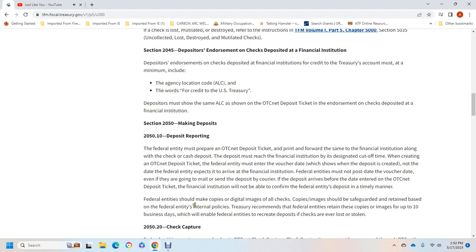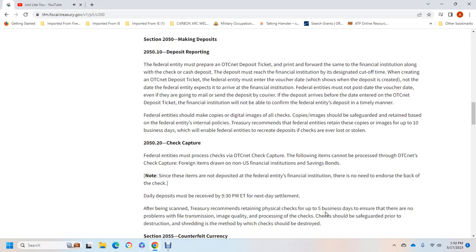Federal entities should make copies of the digital image of all checks. All copies of the images should be safeguarded and retained based on the federal entity's internal policy. Treasury recommends the federal entity retain these copies of images for up to 10 business days, which will enable the federal entity to recreate the deposit if the check is ever lost or stolen.